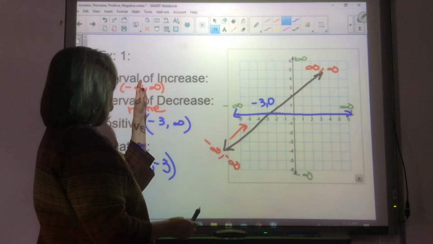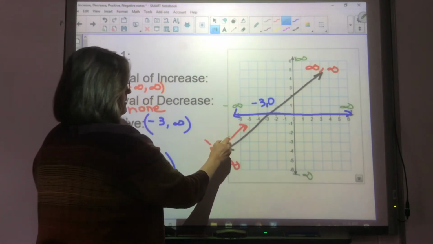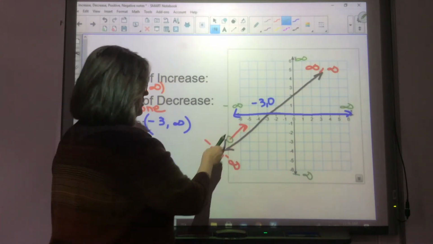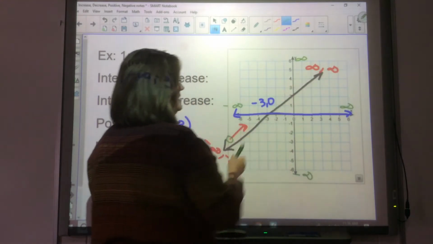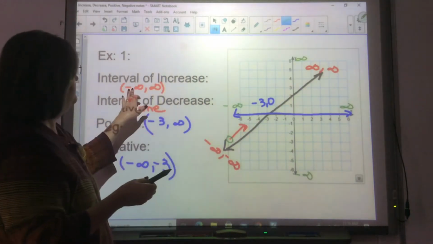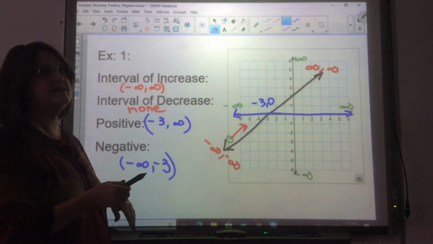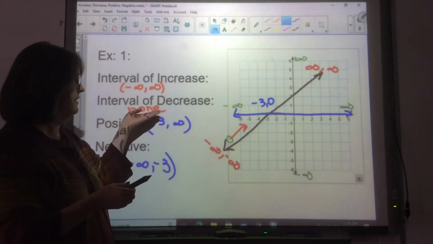So for interval of increase, remember you put a rock on the graph and you're pushing it upward. So this is all an interval of increase from negative infinity to infinity. It does not ever decrease, so there is no interval of decrease.